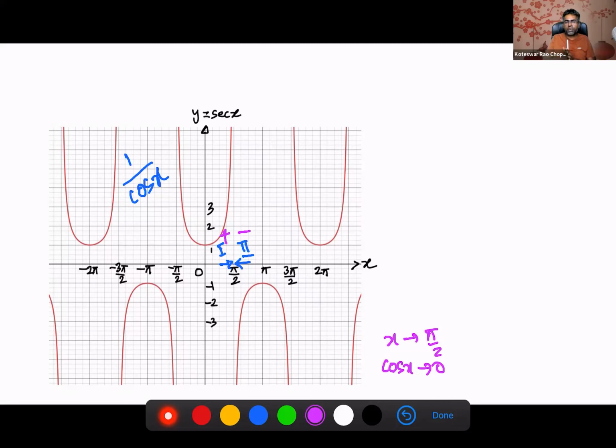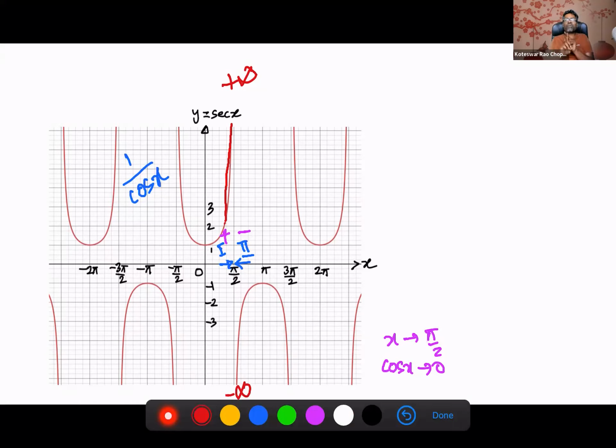But what is happening to cos? If you are coming from the left side towards pi by 2, your cos values are small, but they are positive. If you are coming from the right side to pi by 2, again your cos values are near 0, but they are negative. So that is why your secant values to the left of pi by 2 will be very large. You can say that they become plus infinity. But when you come from the right side, you get minus infinity. So there is an interesting thing, right?